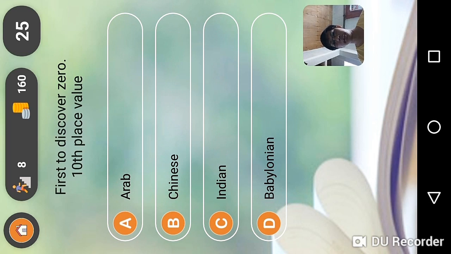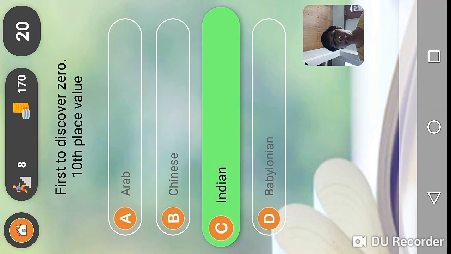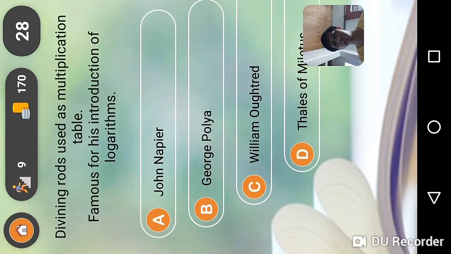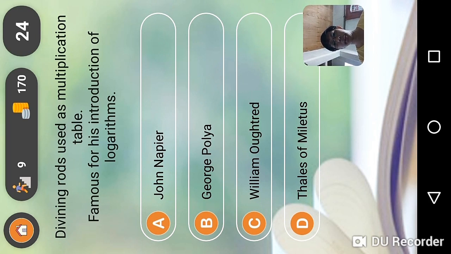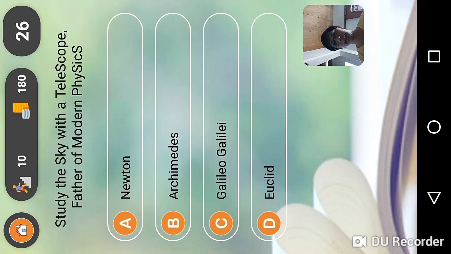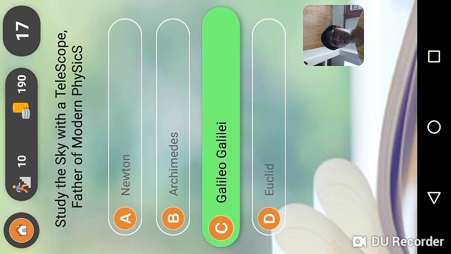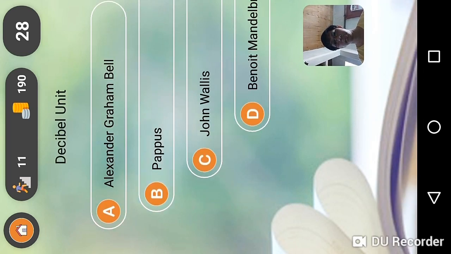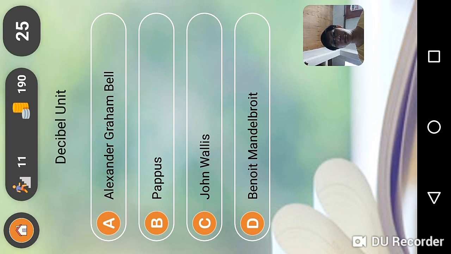First to discover zero, 10th place value, sa Indian. Divining rods used as multiplication table, famous for his introduction of logarithms, kay John Napier. Study the sky with a telescope. Father of modern physics, Galileo Galilei. Decibel unit, kay Alexander Graham Bell.